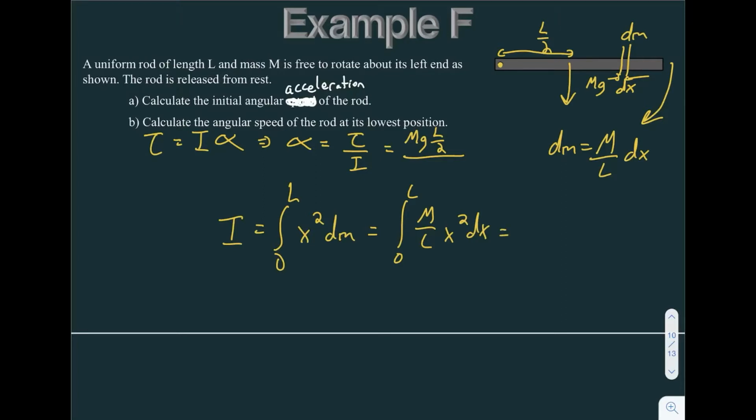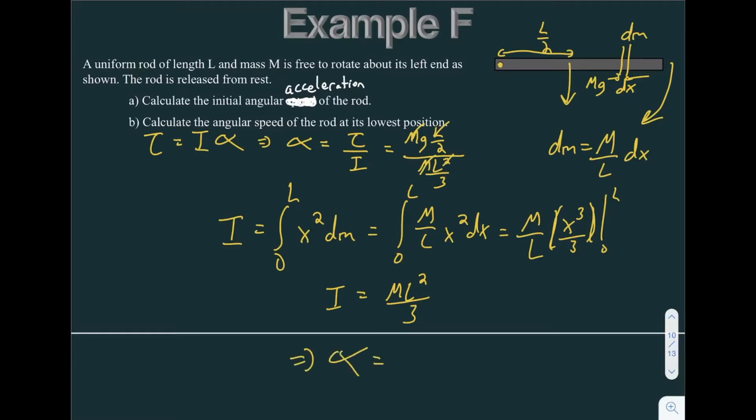And I mean, that's an easy integral. So I'll pull out m over L. Then we have x cubed over 3 evaluated from 0 to L. And then when you solve that for I, you get mL squared over 3. So that's the moment of inertia. So now we can plug that back in to find alpha. So alpha is the torque, mg times L over 2, over the moment of inertia, mL squared over 3. And the m would cancel, this L would cancel, and for the final answer, alpha is 3g over 2L.